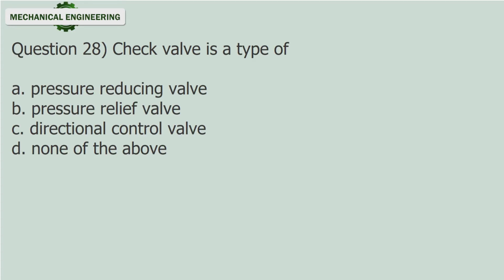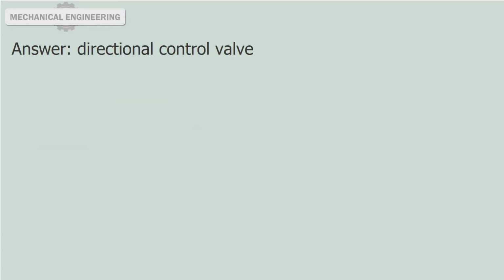Question 28. Check valve is a type of A. Pressure reducing valve. B. Pressure relief valve. C. Directional control valve. D. None of the above. Answer: directional control valve.